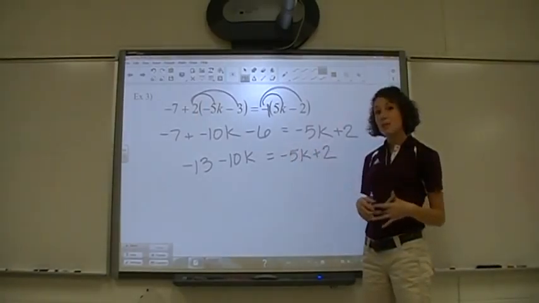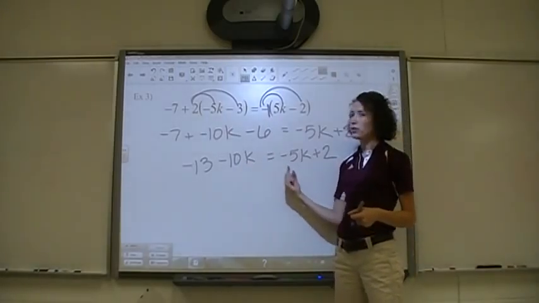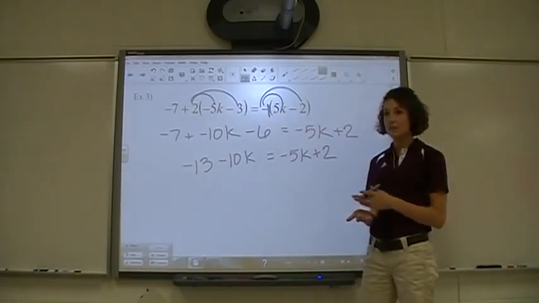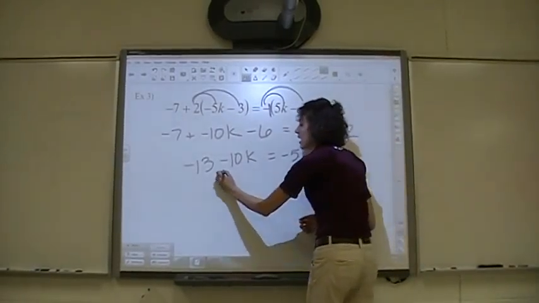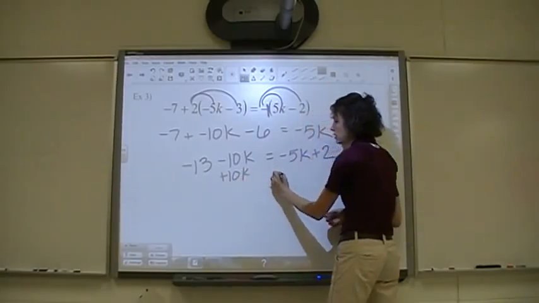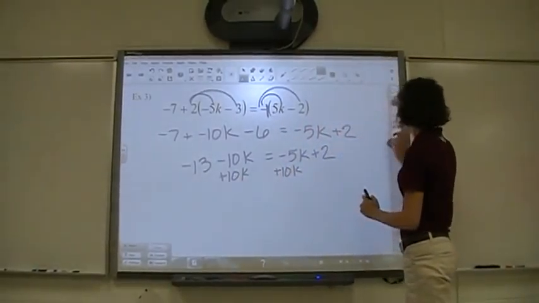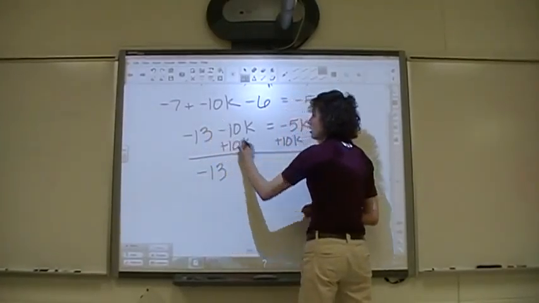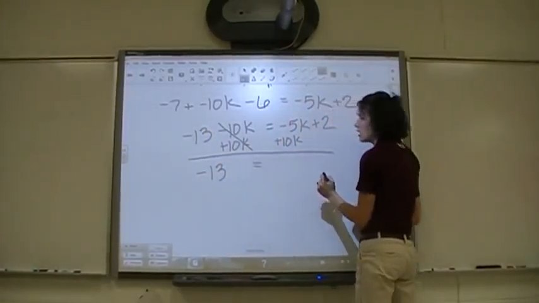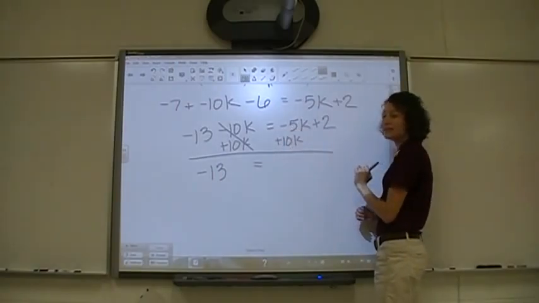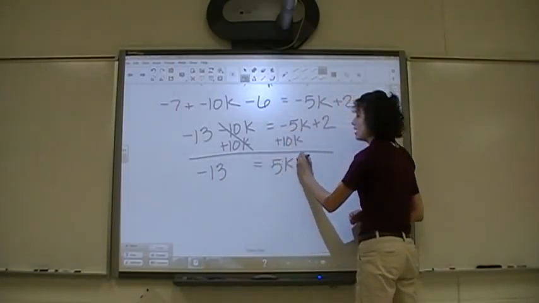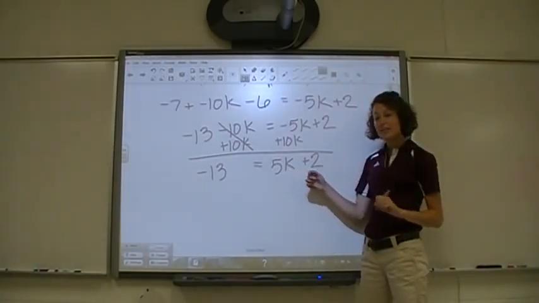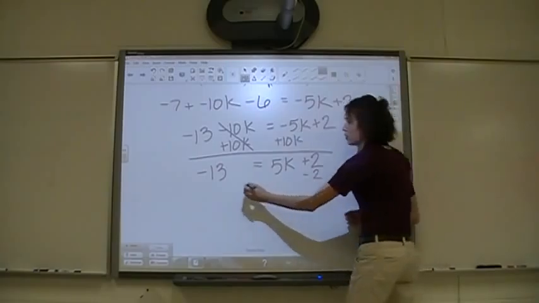Now, in this example, we have our k on both sides. What you need to do first is get the k's on the same side. So what you could do is add 10k to both sides. Then, drop down your negative 13, your 10k's cancel, equals negative 5k plus 10k gives me 5k, and drop down your 2. Then what we want to do is get our k by itself. So, subtract 2 on both sides.